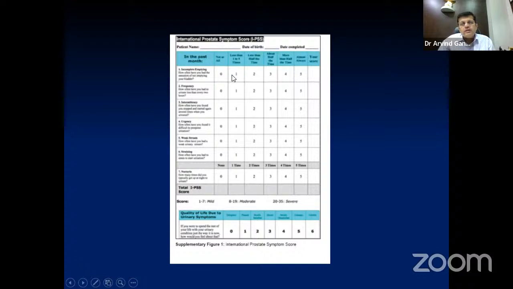They get confused, and that's the reason why we don't get a proper IPSS score. In fact, we did a small study at our center wherein we found that the inter-subject variation was minimal when we compared the number 7 score, that is nocturia. We found that there was a lot of correlation between what the clinician wanted and what the patient actually had in the number 7 symptom, that is the nocturia, because it is very objective, not subjective.